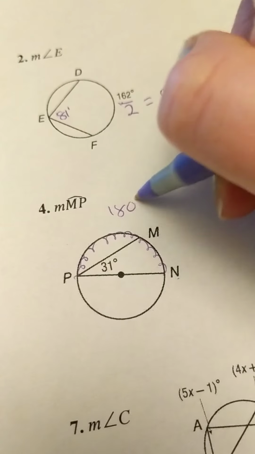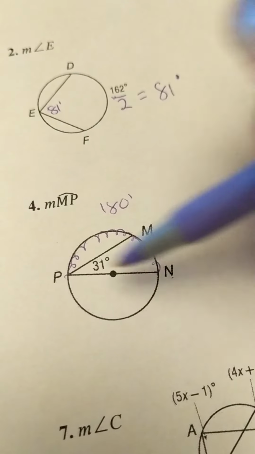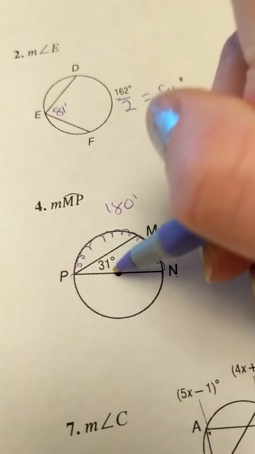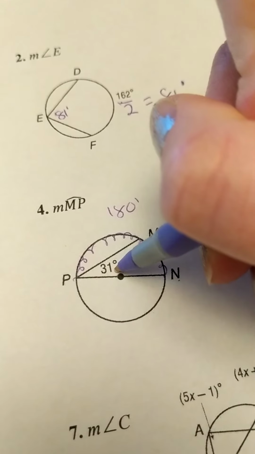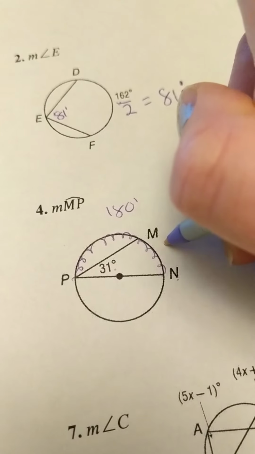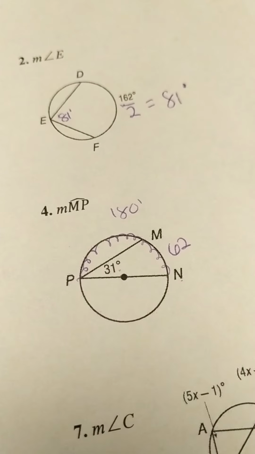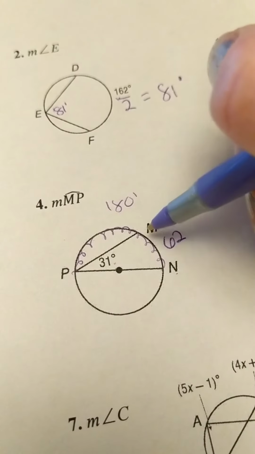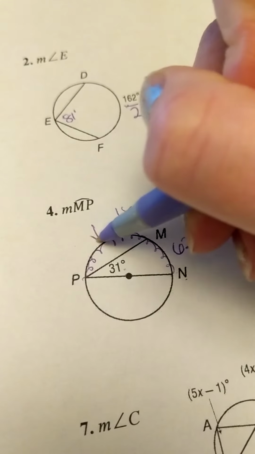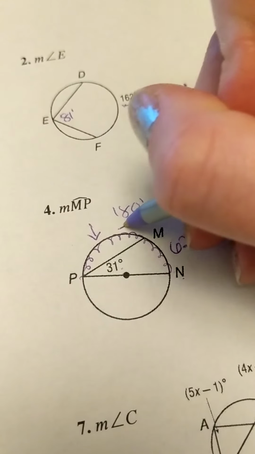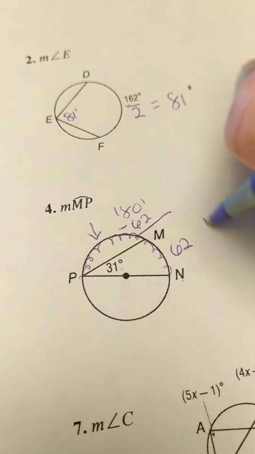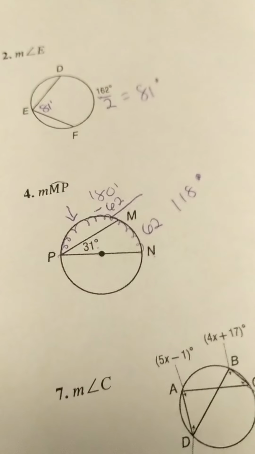Number 4, we are given that PN is a diameter, so therefore we know that all of this is 180 degrees because this is creating a semicircle. So if this angle is 31, it's the inscribed angle, so that means that this arc right here will be 62 because it's doubled. But we're not asked to find arc MN, we're asked to find this arc. So we just need to do 180 minus 62 and get 118 degrees.